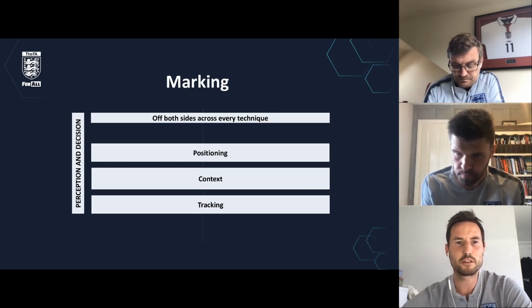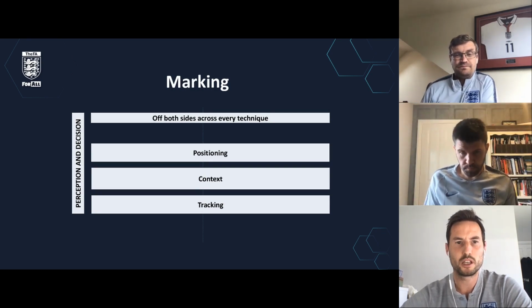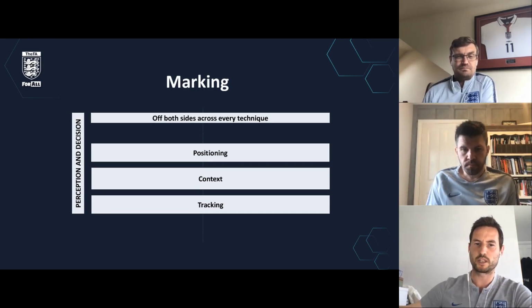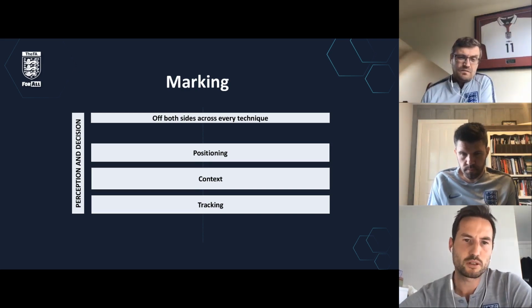And that's why, again, we've got this off both sides at the top of every slide, because I think it's important that, in this context, marking, you can mark someone with that side of you, whether they're that side of you, you can get your feet right. So that's why that's there.